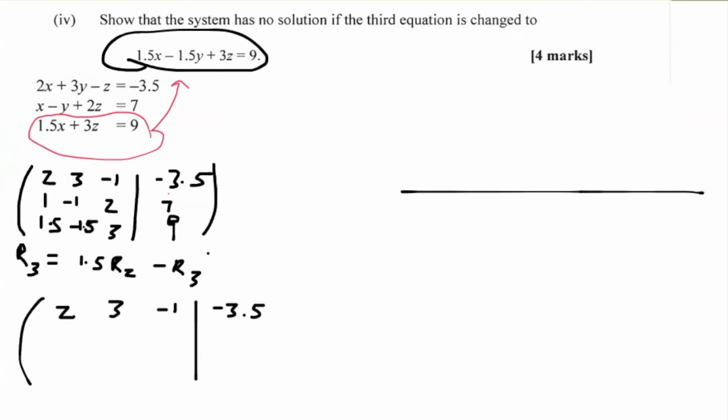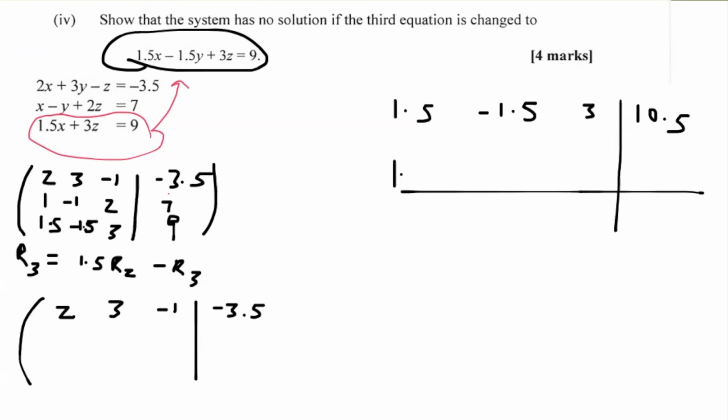So let me create my new row 3. So multiplying row 2 by 1.5. So 1 times 1.5, that's 1.5. Negative 1 times 1.5, that's negative 1.5. 2 times 1.5, that gives me 3. 7 times 1.5, that will give me 10.5.